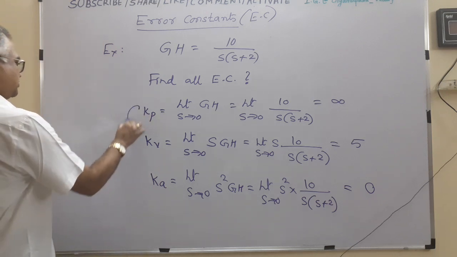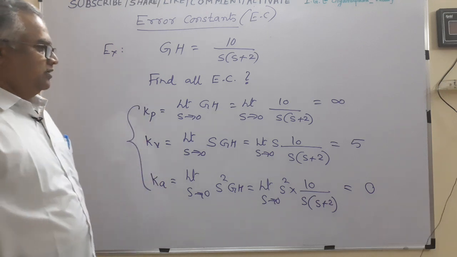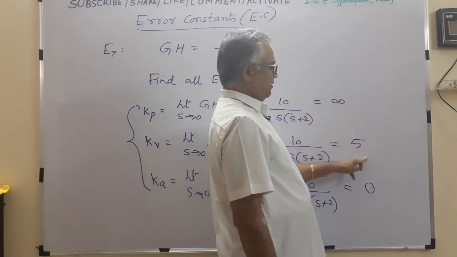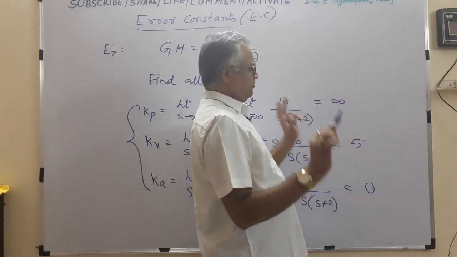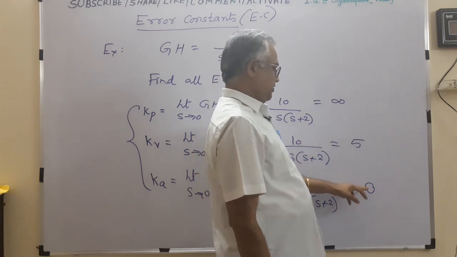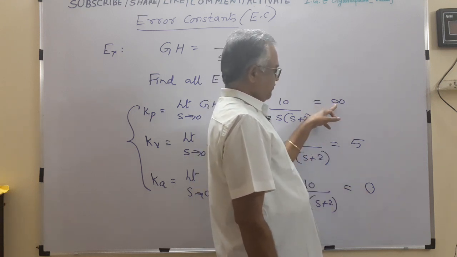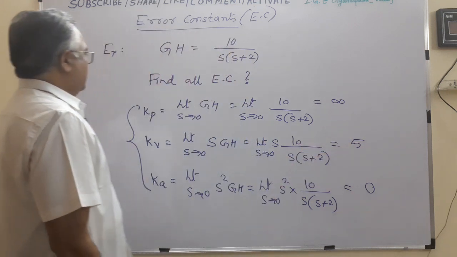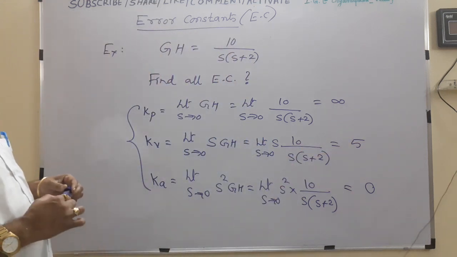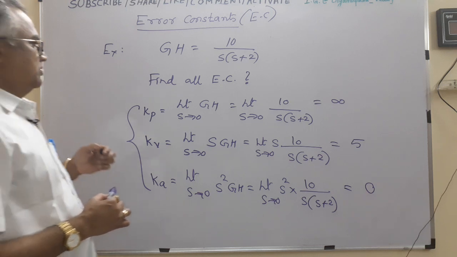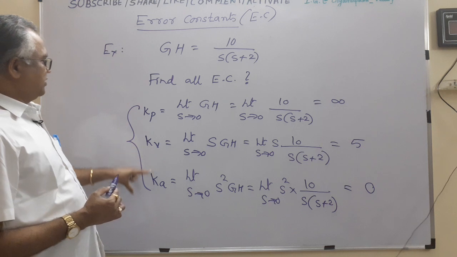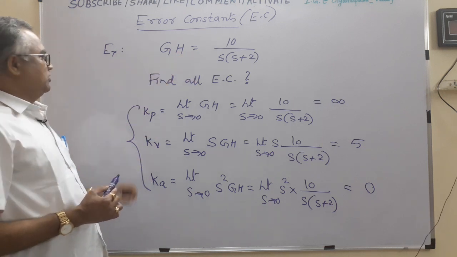So how are these answers looking? It will be either 0 or infinite or a finite value. Any problem you take, answers will be either 0 or infinite or some finite number. Like that it will come. So this is how we can find out error constants for the given problem.